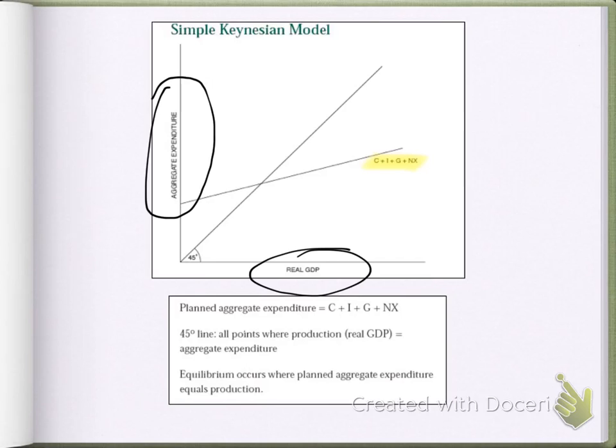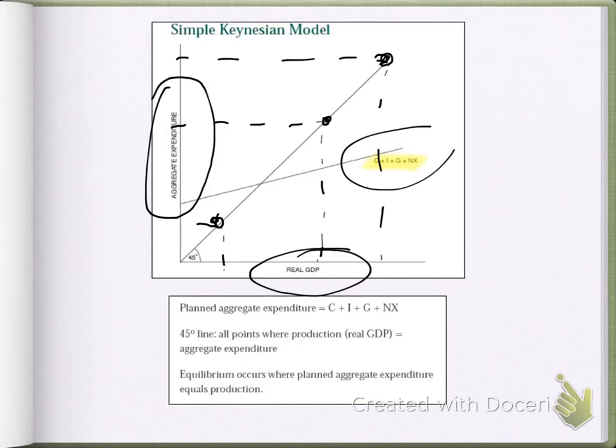And clearly this is showing a one-to-one relationship. So at this point you would say all that's being produced, GDP, is being consumed, right? Any point on the 45-degree line, it's a one-to-one relationship. All that's being produced is being consumed. But as you can see, the slope of this line is different.